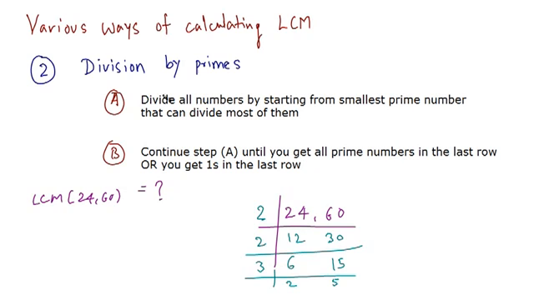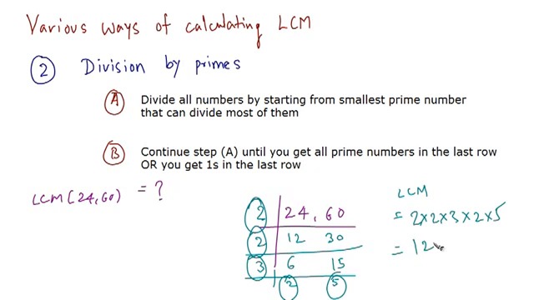So going by these steps, we first divide all numbers starting from the smallest prime number. So we have divided these two numbers starting from the smallest prime number, that is 2, that can divide both of these. And we have to stop until we get prime numbers in the last row, or we get ones in the last row. So LCM is, we have to multiply all of these numbers. So 2 into 2 into 3 into 2 into 5. So that comes out to be 120. So LCM is 120.